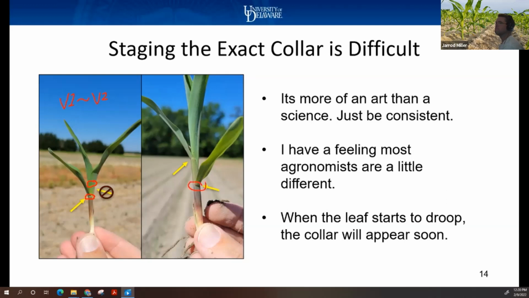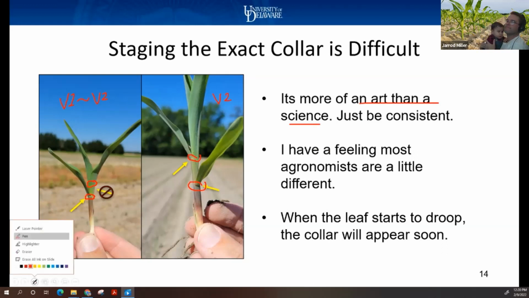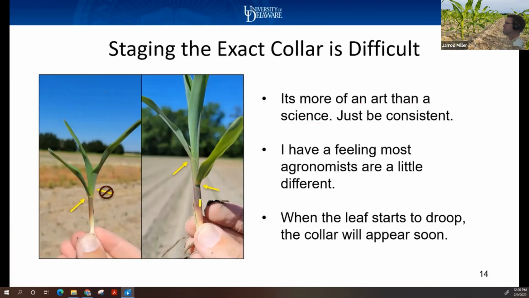Whereas here we have a collar and then there's another collar. So that's definitely V2, because we have 2 collars versus 1 collar. So this is an art. It's not really a science. They don't always say that. When you read all the documents, it makes it sound like we really know what we're doing. But this is where it depends on who you are. Like I was saying, once you figure out a method, how you want to call it, just be consistent.